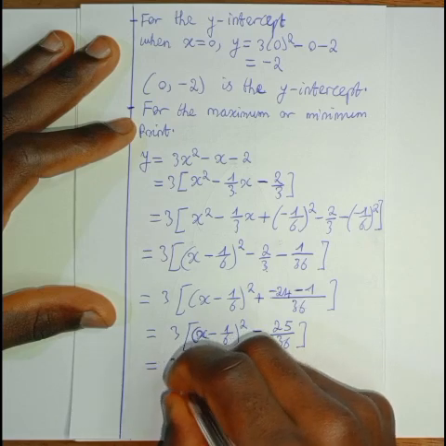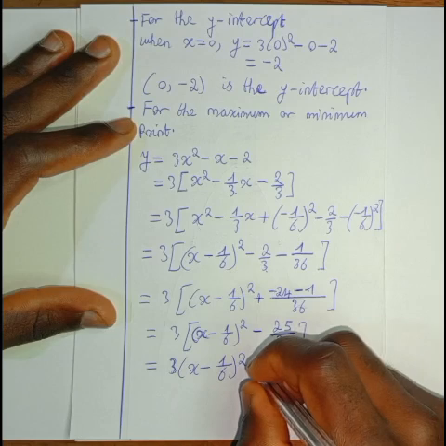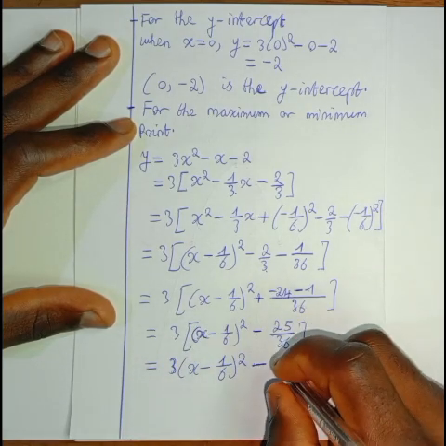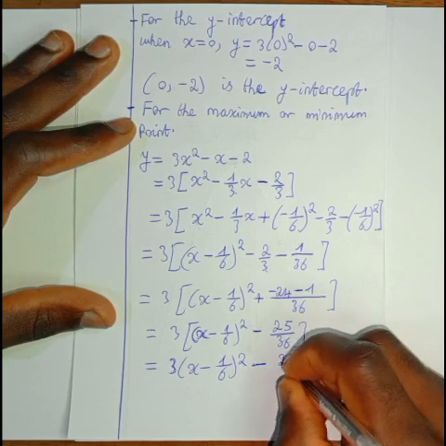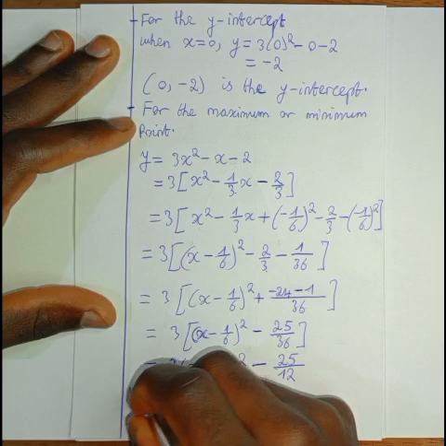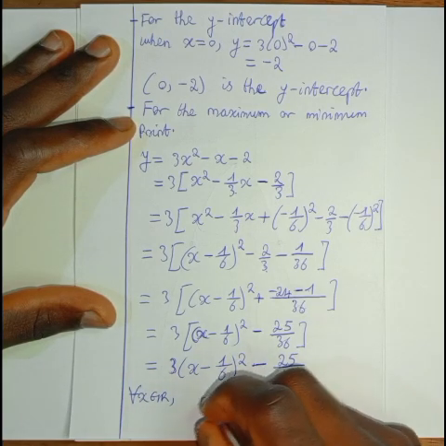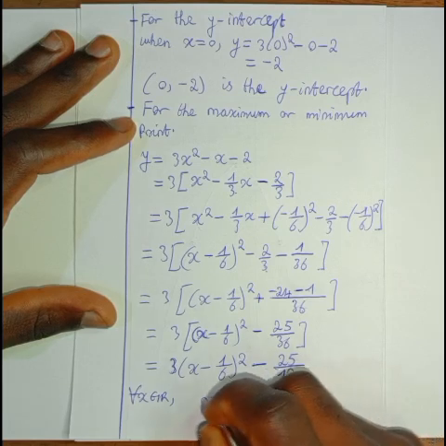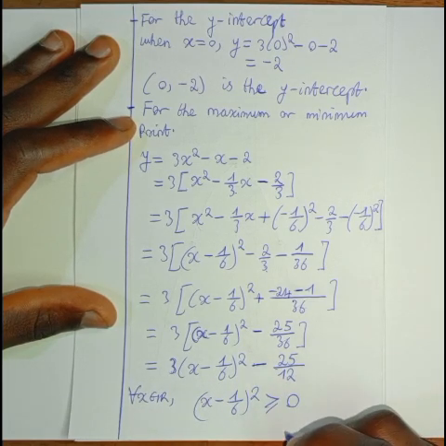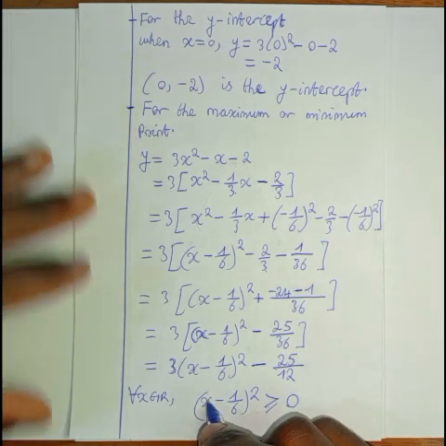We are going to multiply these two terms by 3. This will give us 3 times x minus 1/6, all this squared, minus, 3 will go into 36 twelve times, so minus 25 all over 12. For every x we take from the real numbers, x minus 1/6, all this squared, is greater than or equal to 0. And the only case when you will have 0 is when x is equal to 1/6.